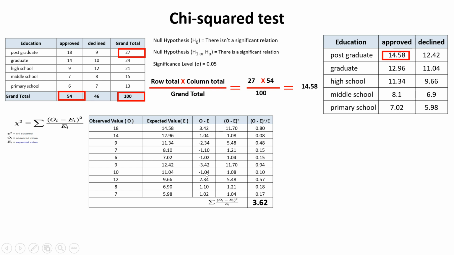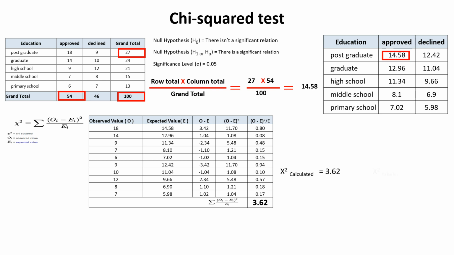Here comes the difference, observed minus expected, and this column contains the square of this difference, and this column contains the squared value divided by again the expected value. And when we sum them all together, what we get is 3.62. This is called x, not x square, but the chi-square calculated value. We just got the chi-square calculated value.